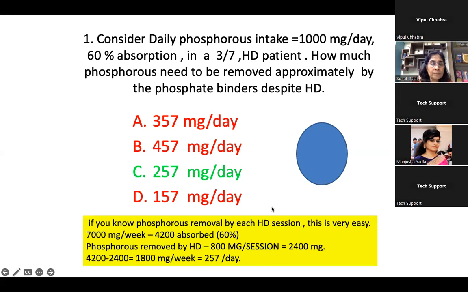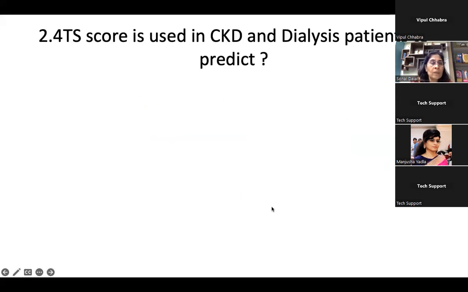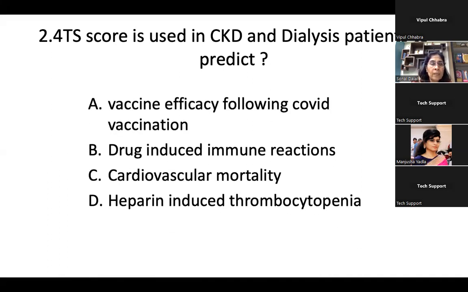Next question. 4TS score is used in CKD and dialysis patients to predict option A, vaccine efficacy following COVID vaccination. Option B, drug-induced immune reaction. Option C, cardiovascular mortality. And option D, heparin-induced thrombocytopenia. 4TS score. Your time starts now.